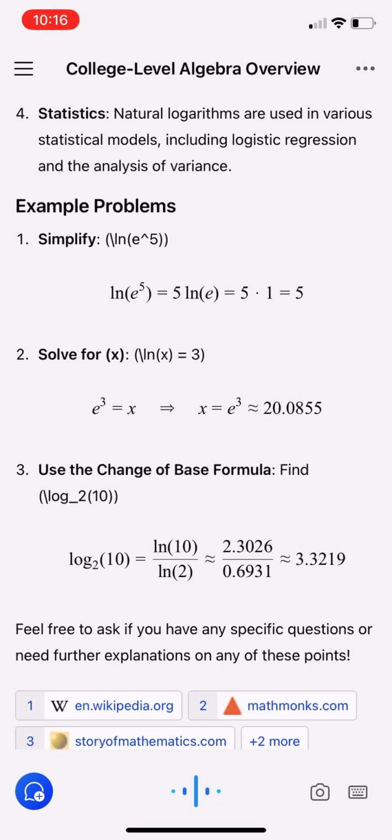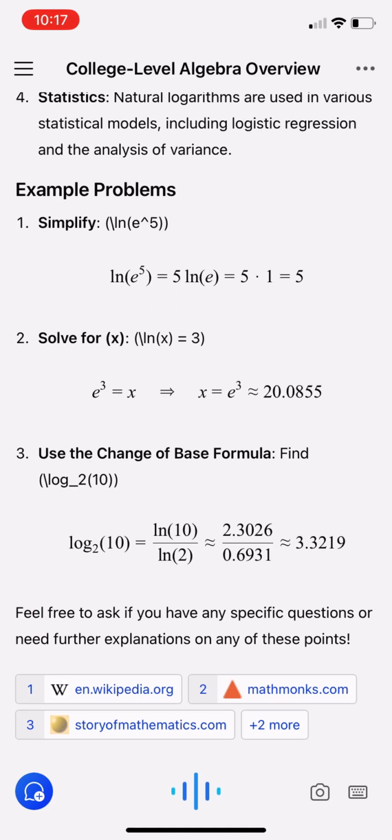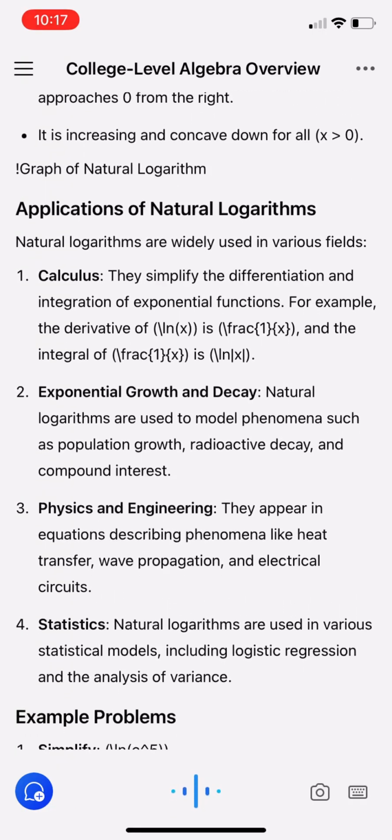Example problems. Simplify ln e to the power of 5. ln e^5 equals 5 ln e equals 5 times 1 equals 5. Solve for x: ln x equals 3. e cubed equals x, so x equals e cubed, approximately 20.0855.